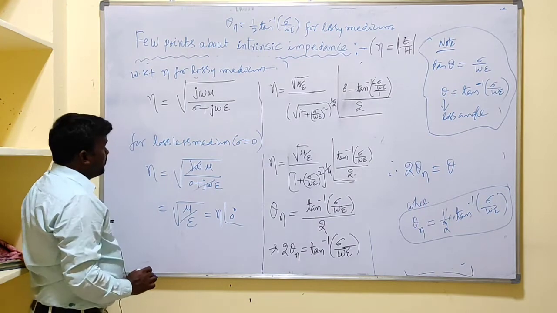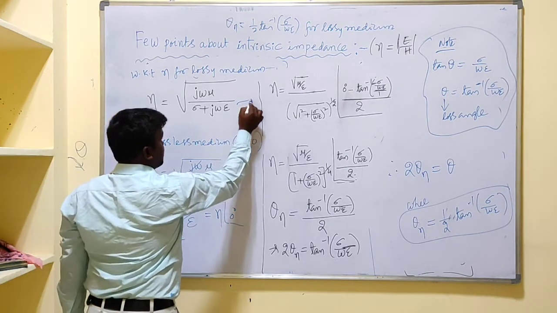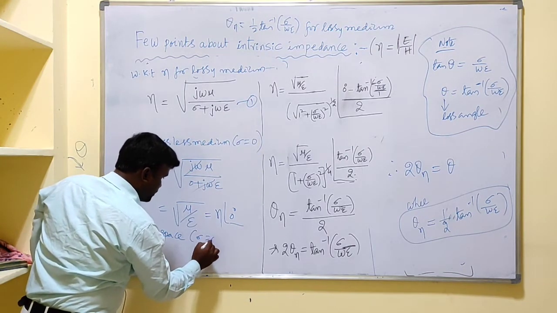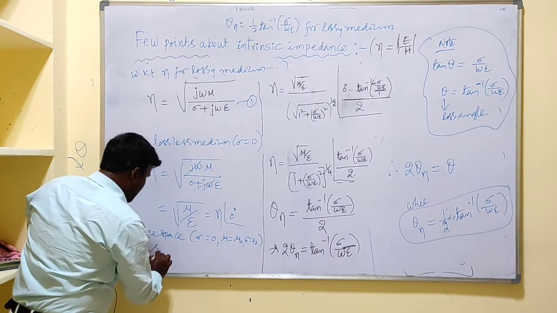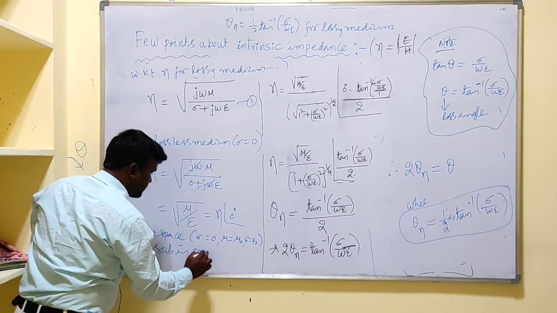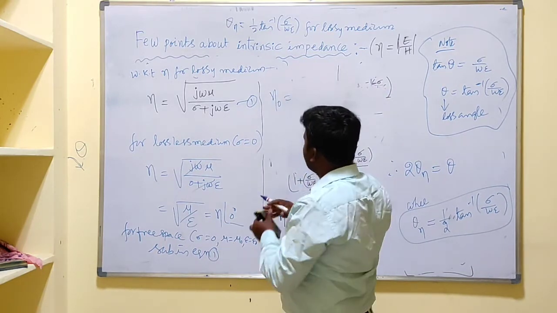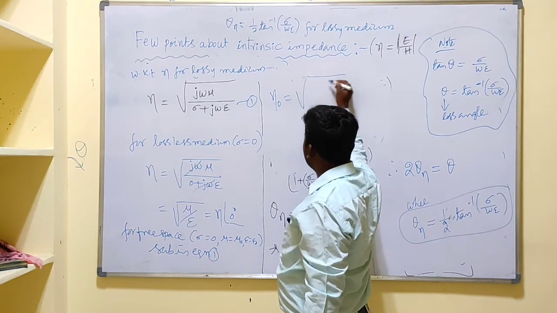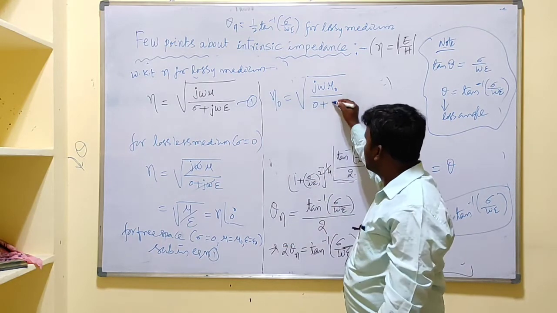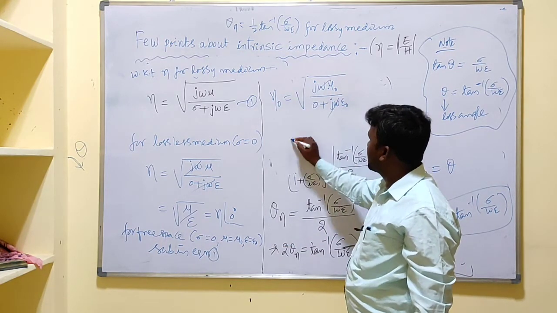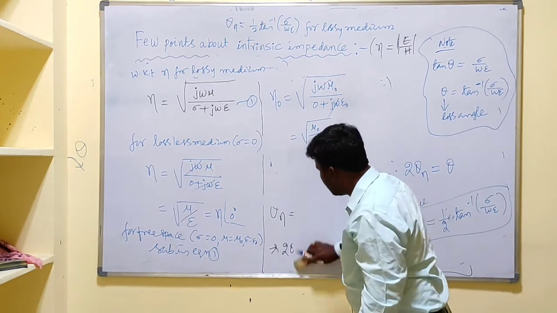Next, for free space, let us take this as equation 1. For free space, sigma equal to 0, mu equal to mu naught, epsilon equal to epsilon naught. Substitute in equation 1. What is equation 1? For free space, we can write eta as eta naught, equal to root of j omega mu naught over sigma, which is 0, plus j omega epsilon naught. J omega cancels out. We will get root mu naught by epsilon naught, and simplify this, we will get what?